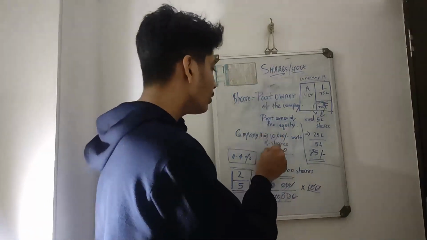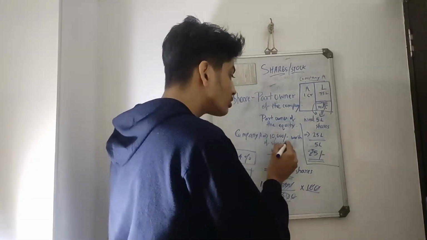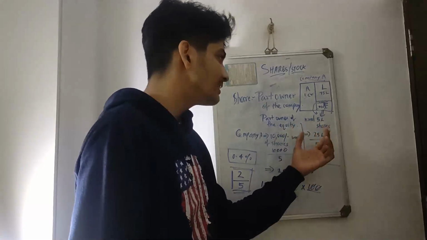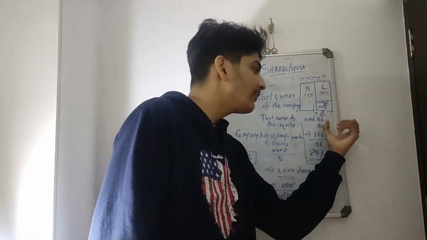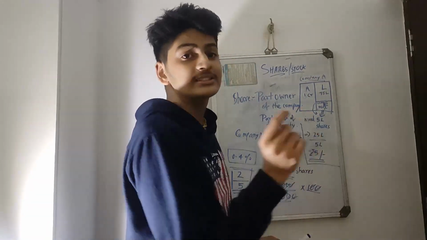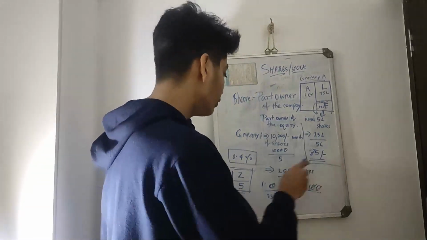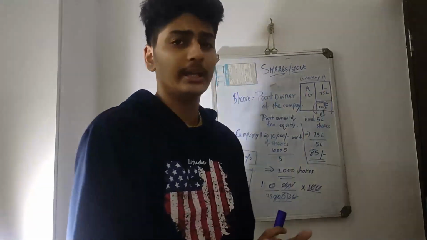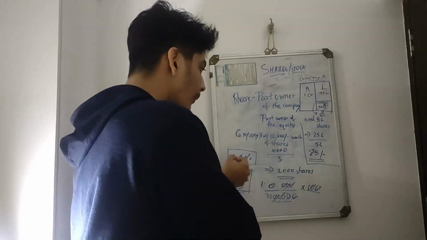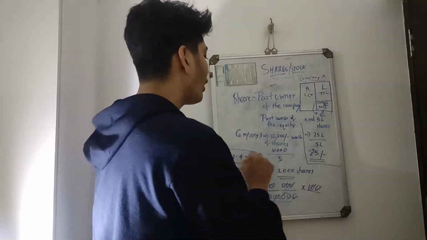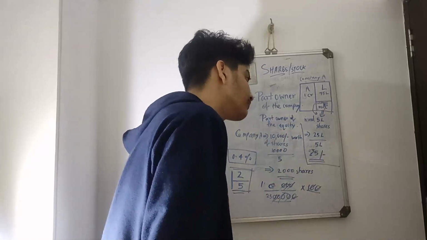What does this mean? This means that when I buy 10,000 rupees worth of shares, which has an equity of 25 lakh at 5 rupees per share, I own 2/5 of that company, or I own 2/5 of that equity. 2 by 5 is nothing but 0.4. So I own 0.4% of this company.